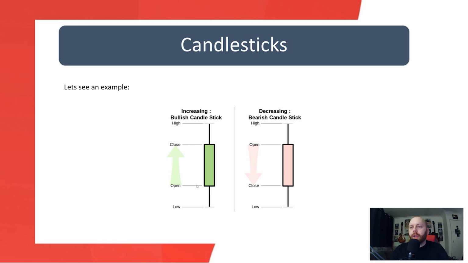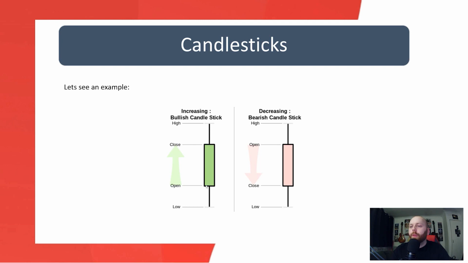Now the bodies, as we can see here, represent where the price opened. So at this moment in time, this is where the candle first formed. Let's say this is a 1 hour candle. On the new hour, the candlestick opened here and closed here. So we know during this hour, this is how far prices move.